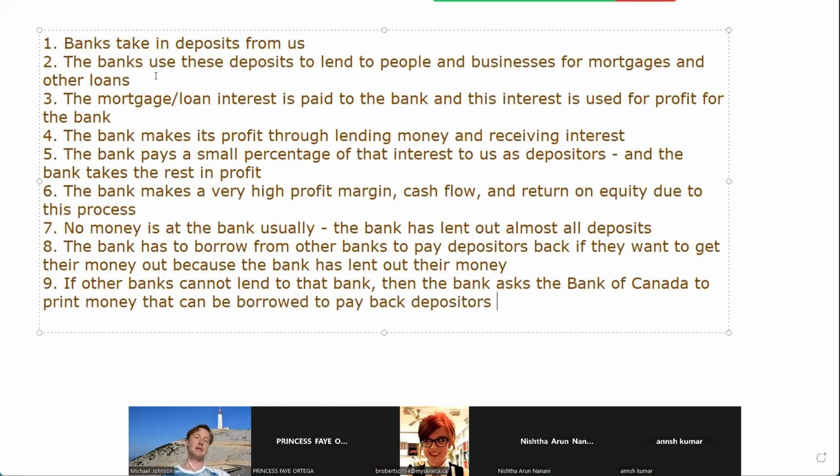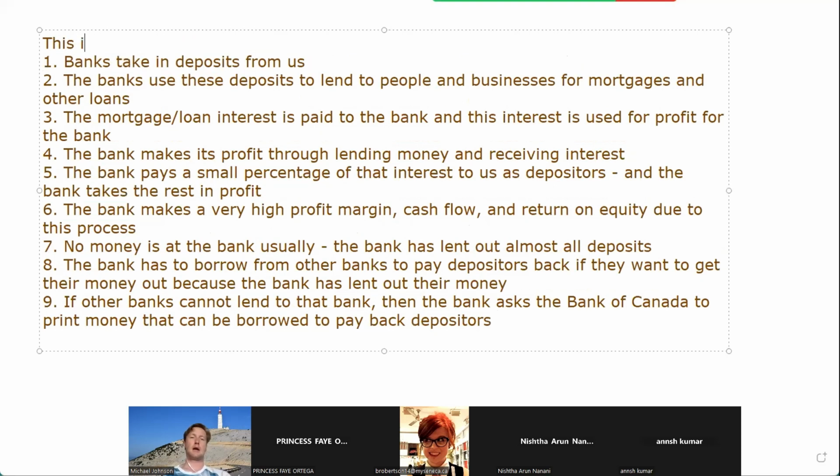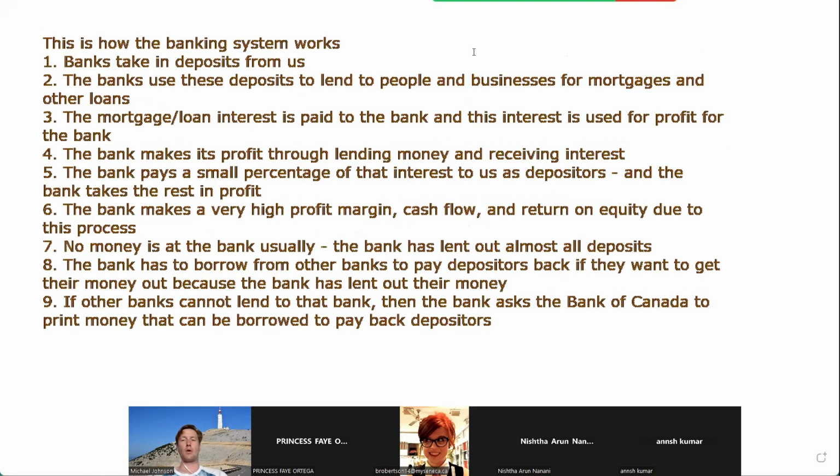So that's how the banking system works. This is how the banking system works. So yeah, that's exactly how it works, and it has worked like this for at least 200 years. So I'll put that in the chat for you so everyone can have that in the chat.